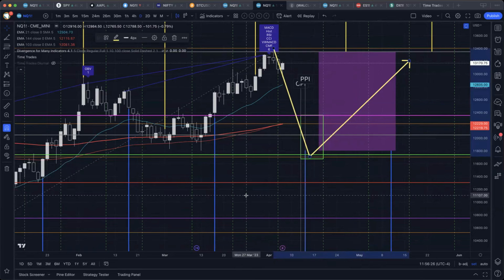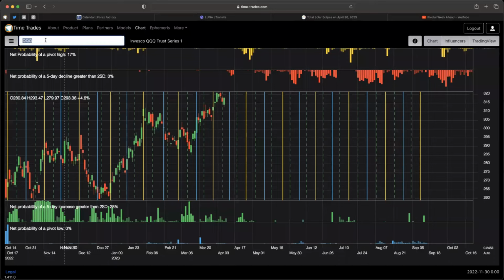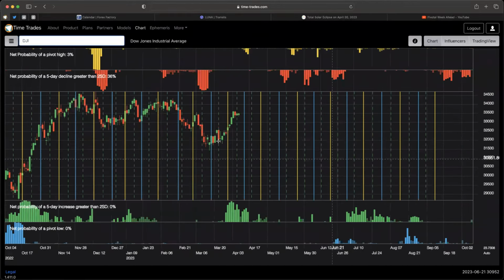Let's go and take a look at some of the other symbols that we track. So if we flip over to time trades here, we can go and take a look at the Dow. I'm taking a look at the Dow this week instead of the SPX, simply because it's got like the cleaner forecast.